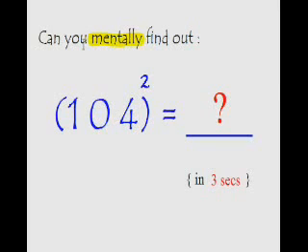Can you mentally find out, and the emphasis is on the word mentally, what is 104 square? You get 3 seconds for that, and your time starts now. Your time is up. The correct answer is 10816.